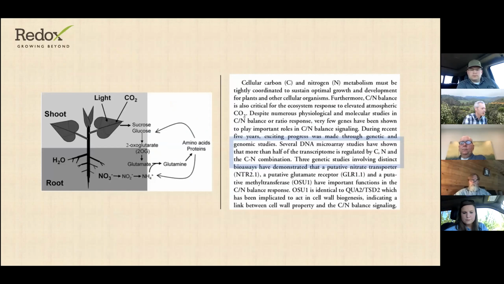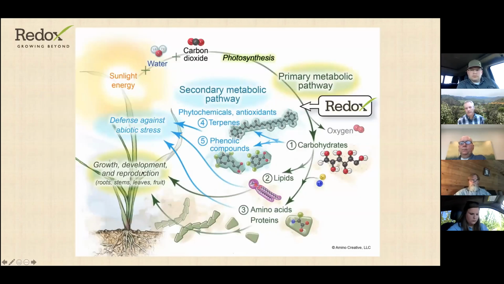And I missed one thing here. Just go back to this real quick. In addition, if you follow the primary metabolic pathway here, you'll note that the carbohydrates are being combined with nitrogen and sulfur down in the corner here, right here. And this is involved in the production of amino acids and proteins.